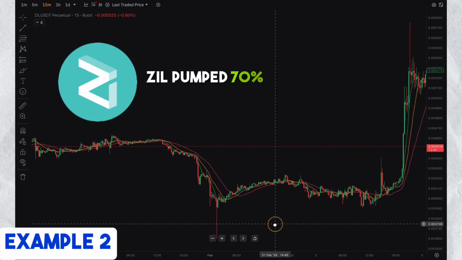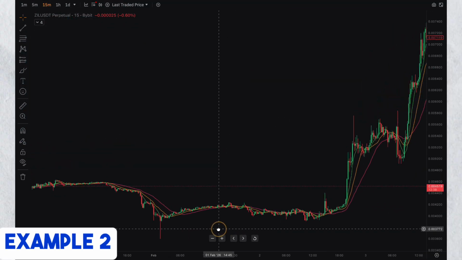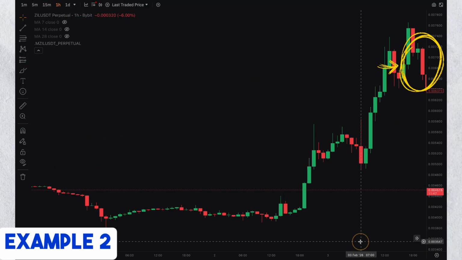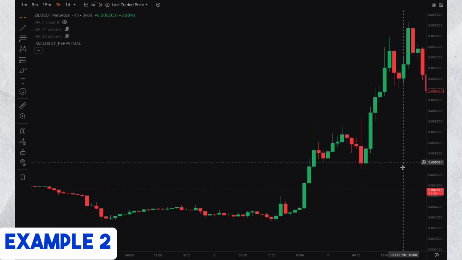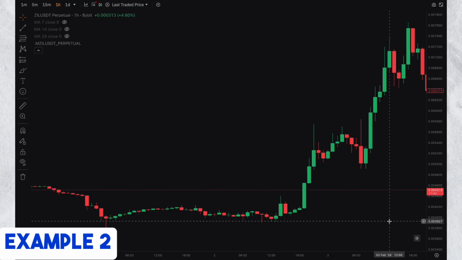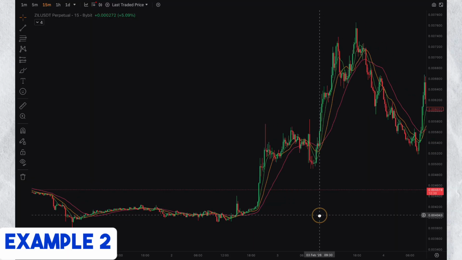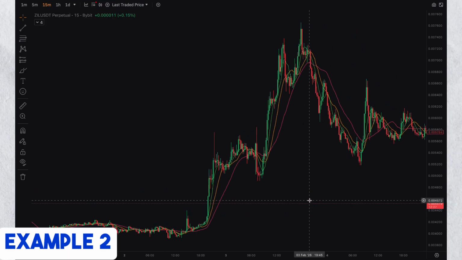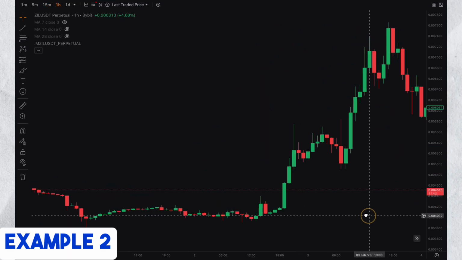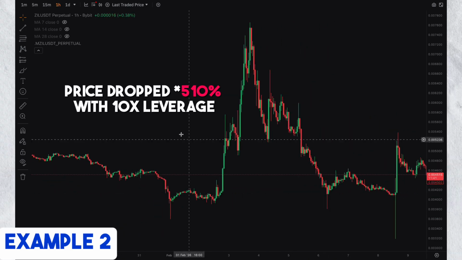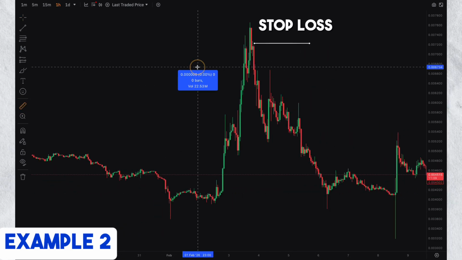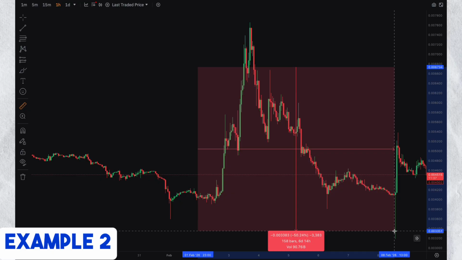On February 3rd, ZIL was pushing higher and attracting buyers. Then a very strong bearish engulfing candle appeared, almost 3 times larger than the previous green candle. At the same time, all 3 moving averages crossed, confirming the trend reversal. From there, price fell around 270% with 10x leverage. The stop loss stayed above the engulfing candle, keeping risk controlled.